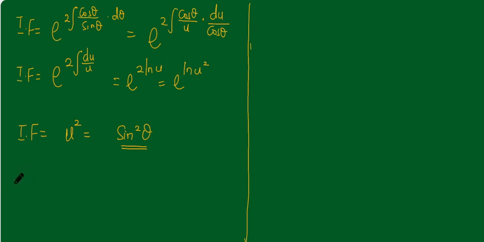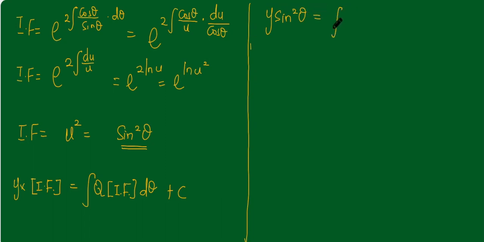So to get our solution, recall that our solution is of the form y multiplied by the integrating factor is equal to the integral of q multiplied by the integrating factor with respect to theta in this case plus c. Now we have y sine square theta is equal to integral of minus sine 2 theta, which is q, times sine square theta d theta plus c. So we can now further simplify it.